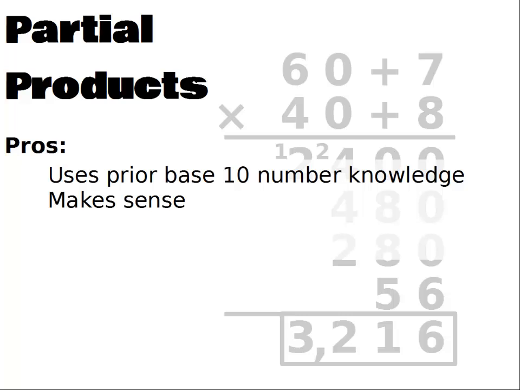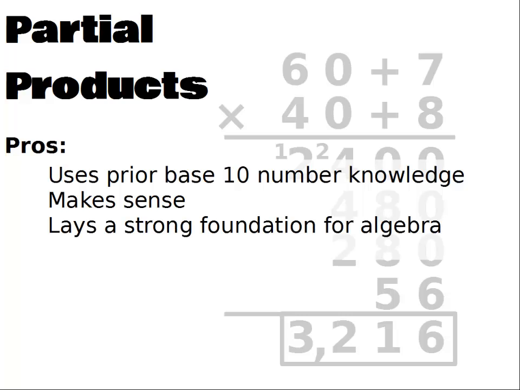Another pro is that this makes sense. It's really the distributive property. So this is an algorithm where if you couldn't remember how to do multiplication, you could come up with this on your own. Another pro is that this lays a really strong foundation for algebra. I'll show you in a moment exactly where that connection is.